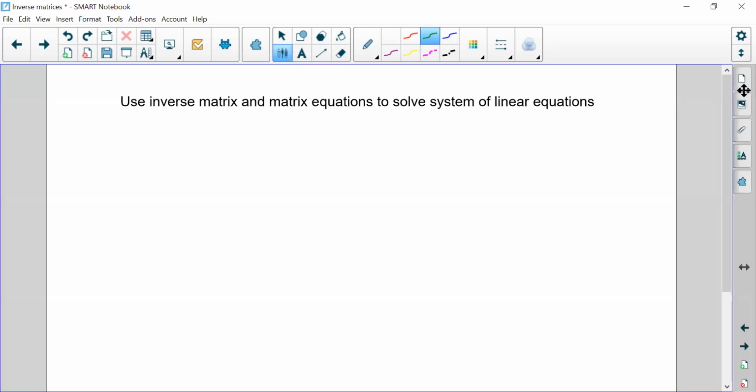Okay, so now we're going to look at how do we solve systems of equations using this knowledge we just learned about inverse and matrices. So what you're going to do is your step 1 is you're going to set up your matrix equation. So set up matrix equation.